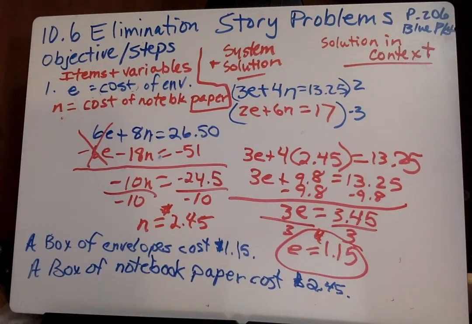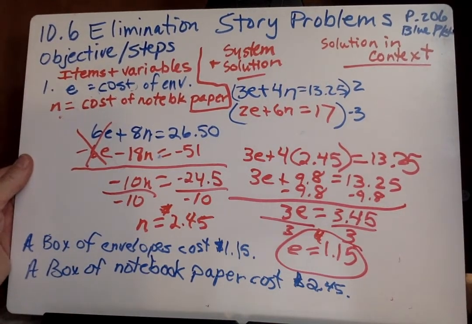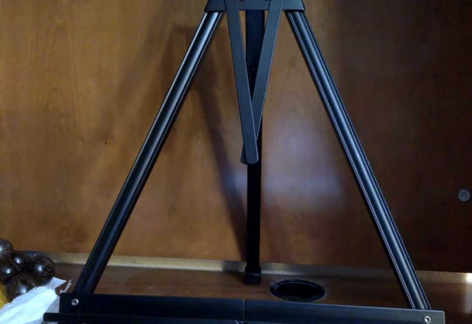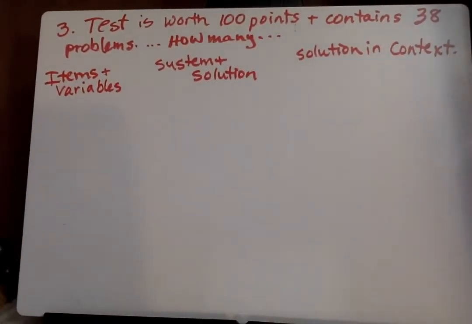Okay. All right, we're going to go ahead and do one more. That was kind of complicated, but I think it's good that we worked through that one. We're going to go on to the next one now. I'm going to jump to number 3. A test is worth 100 points and contains 38 problems. Multiple choice questions are worth 2 points each, and word problems are worth 5 points. How much of each type of question are there?